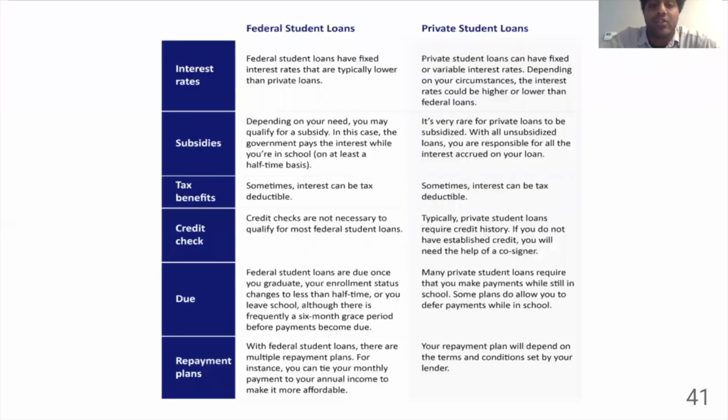And here I just had a little chart showing you the differences between federal student loans and private student loans as I get into them. Really here it's important to realize that the fixed interest rates versus variable interest rates is a big difference. And also that the interest can be tax deductible for both of them.